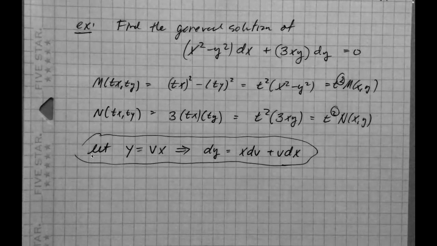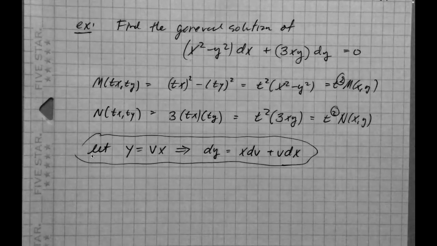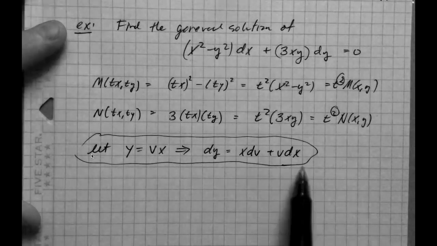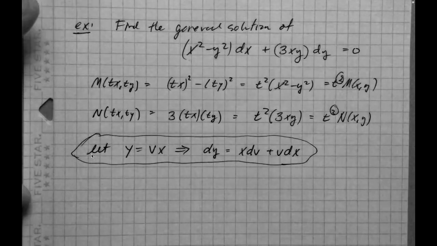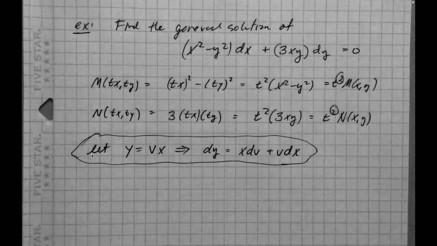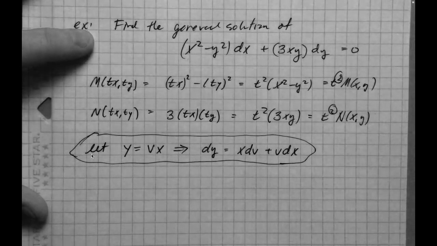All right, and so basically we're going to end up with a function of x and v. We're going to get rid of the y's, right? y is going to become vx, and this is the substitution scheme. Okay, so away we go. Once you've done this, it's a matter of doing a lot of algebra, separating things out, integrating, and then resubstituting your original variables back in. Okay, and so let's do that.